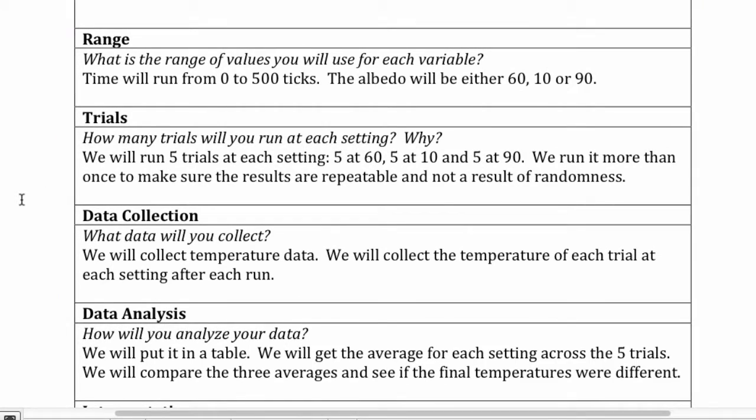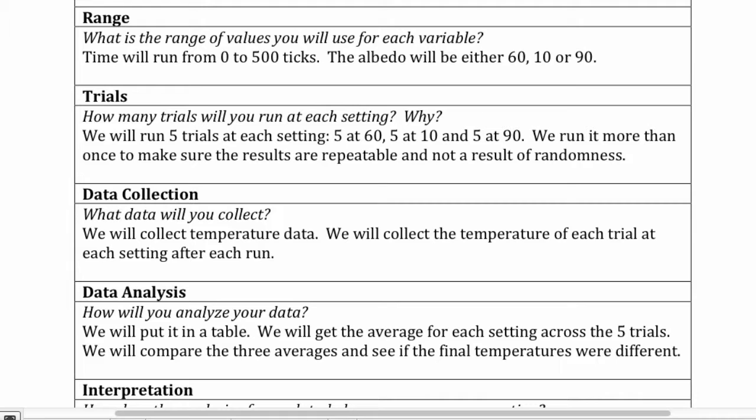Then what about the range? Think about the range of values you will use for each variable. We will run time from 0 to 500 ticks. That means that we're going to run the model until 500 ticks have gone by, or the clock reads about 500. We'll have 3 different settings for albedo: 60, 10, and 90. That means that we're going to run this for 500 ticks for an albedo of 60, for 500 ticks for an albedo of 10, and for 500 ticks for an albedo of 90.